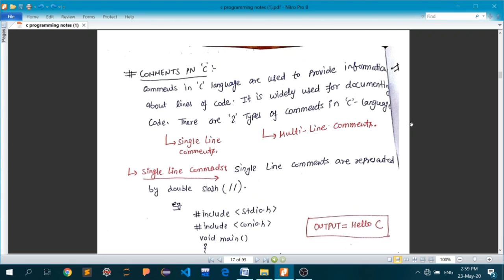Now, a very small topic before moving on to expressions, that is comments in C. In the second lecture, we already discussed how to insert comments inside the code, but let me briefly revise that. Comments in the C language are used to provide information about a line of code, and they are widely used in documenting the code. There are two types of comments in C: single line comments and multi-line comments.